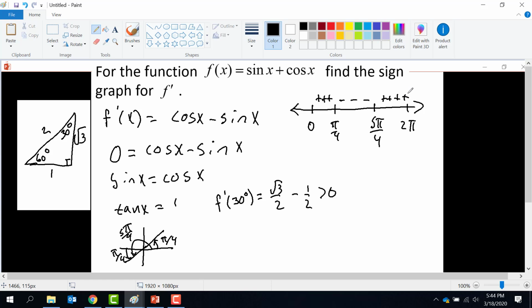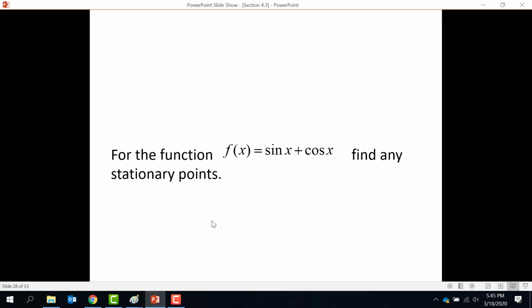And so then we have two critical numbers. We have pi over 4 and 5 pi over 4. Both of them are stationary points because both of these numbers have a derivative of 0. So the stationary points happen at pi over 4 and 5 pi over 4. And so we should keep track of those as well.